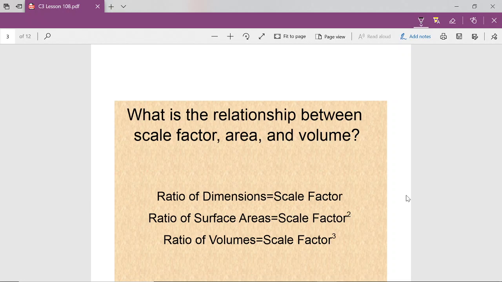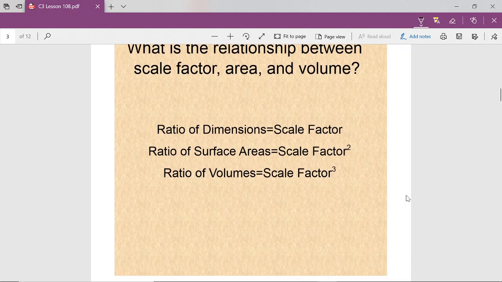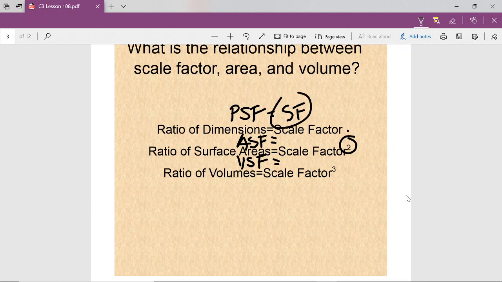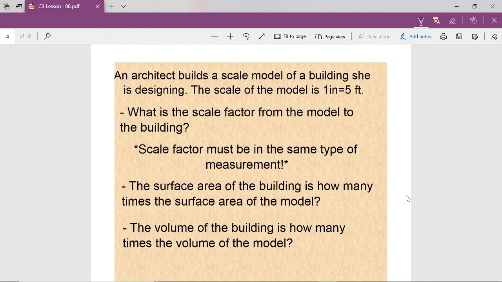So just to review, the relationship between the scale factor of our dimensions, basically our perimeter, our area, and our volume. If we have this scale factor for our perimeter, I often show it as perimeter scale factor. It's just our scale factor. But when we go to our area scale factor, we square it, scale factor squared. And then when we go to our volume scale factor, I take that original scale factor, this one up here, and cube it. We've looked at that in many lessons so far. So let's put it into practice.